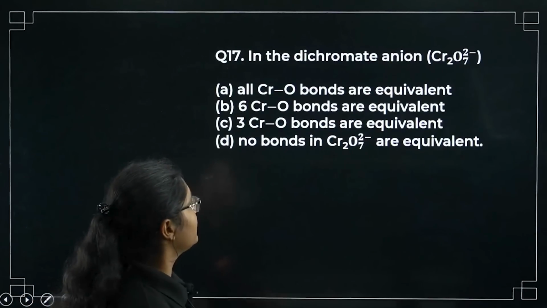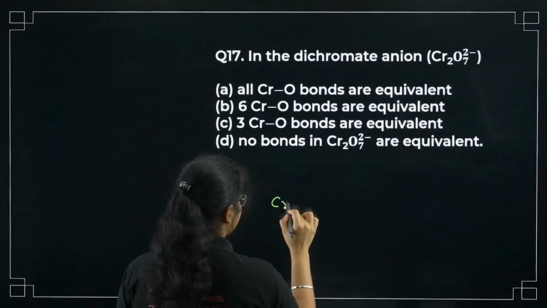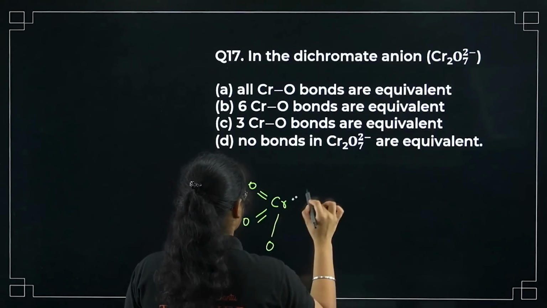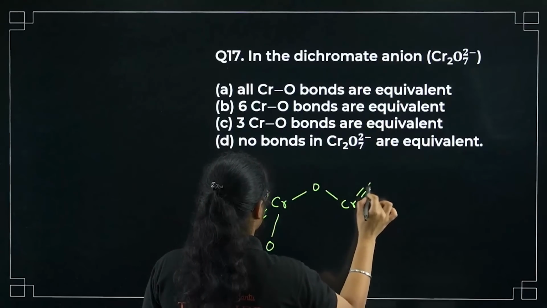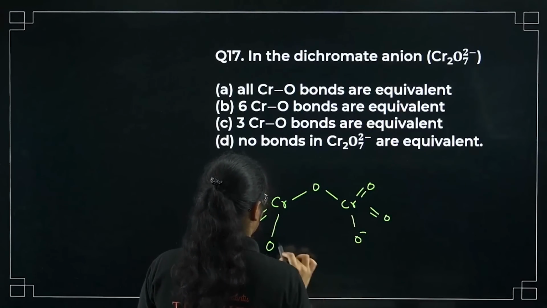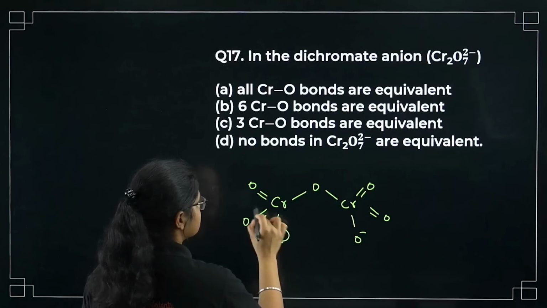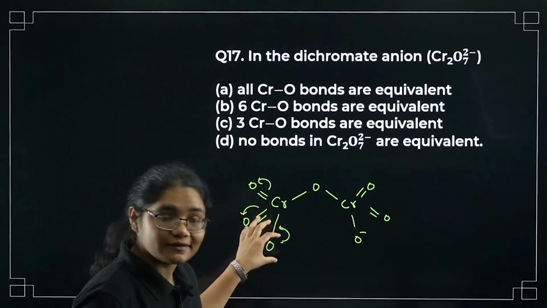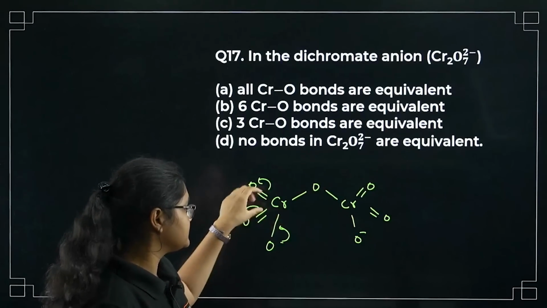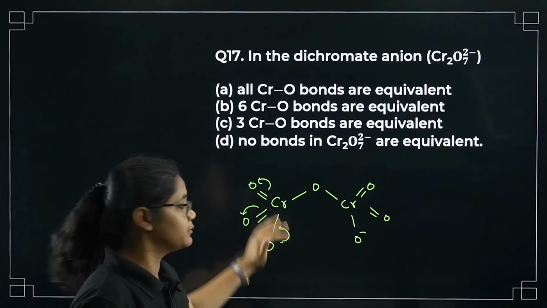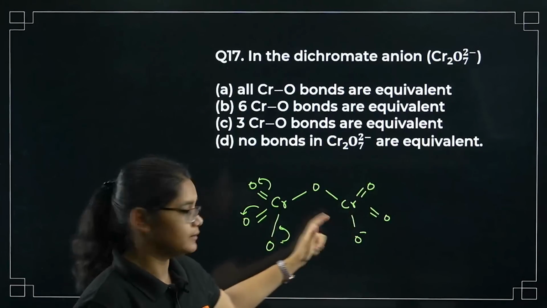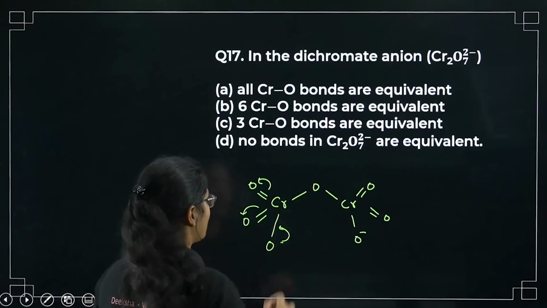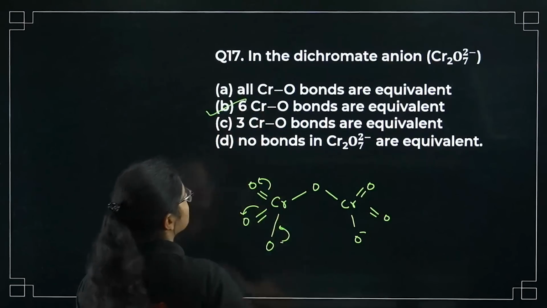Next, in the dichromate ion Cr2O7 2-, if you see, the structure is like this. Now you see here these bonds are under resonance. If these bonds are under resonance, then the Cr-O bonds will always be equal. These Cr-O bonds are equal, but the Cr-O bonds where there is no resonance are different. So I have a total of 6 equivalent bonds, so option number B.